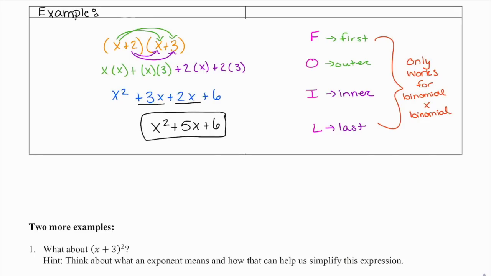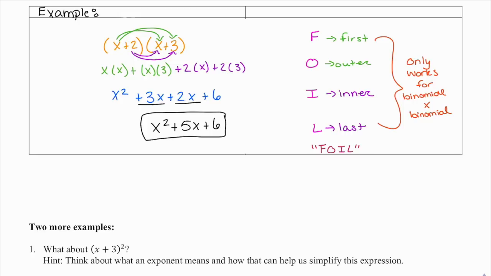All right, guys, so we're almost done. 2 more examples, but before I go into the other 2 examples, I just want to say that there is an acronym. It's known as FOIL, and I've written it out up here, and it just helps you remember the order that you multiply in.